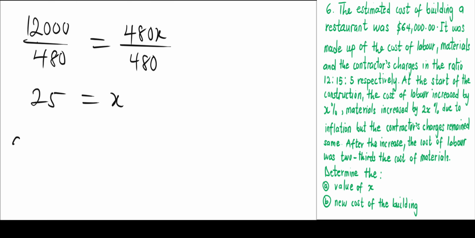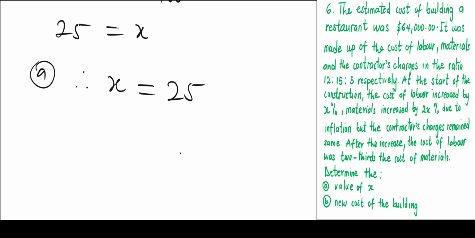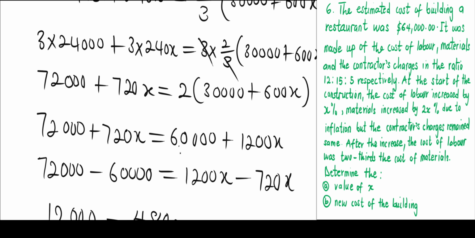So we conclude that the A part of the question, we should find the value of x. So we conclude that therefore x is equal to 25. All right. Now we are to determine the new cost of building the restaurant. All right. So we have to go back for all the new cost that we have solved for.